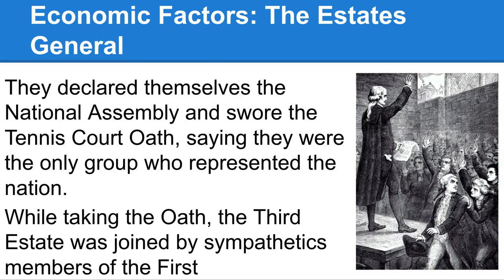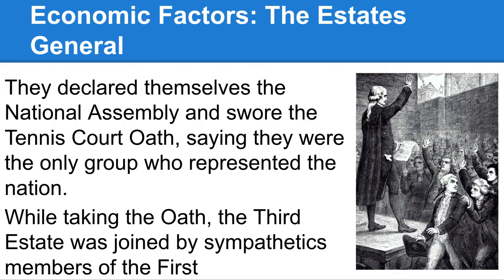So what they did is they actually declared themselves to be the National Assembly. Louis tried to lock them out of the Assembly's chamber hall because he got so frustrated with them, and by that point deeply regretted calling the Estates General in the first place. However, they moved themselves over to a literal tennis court that was indoors and together voted to take the tennis court oath, saying that only they represented the nation.